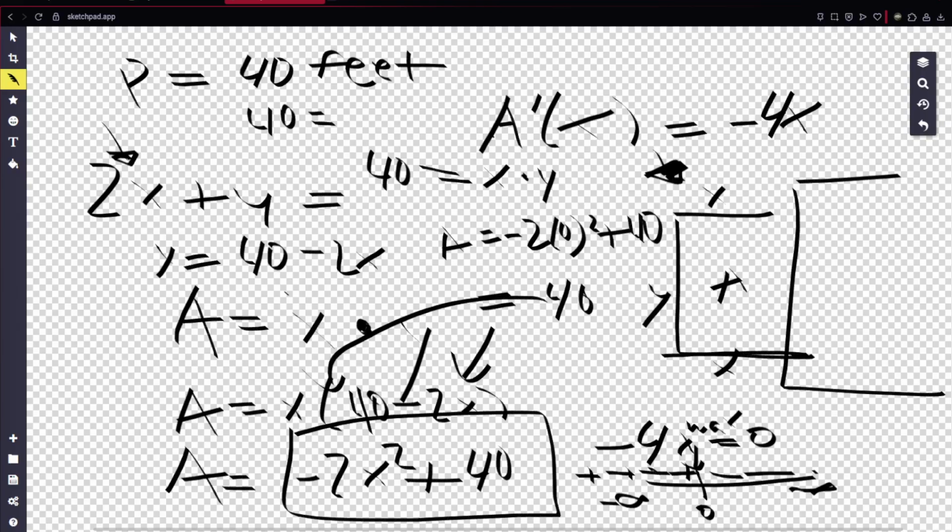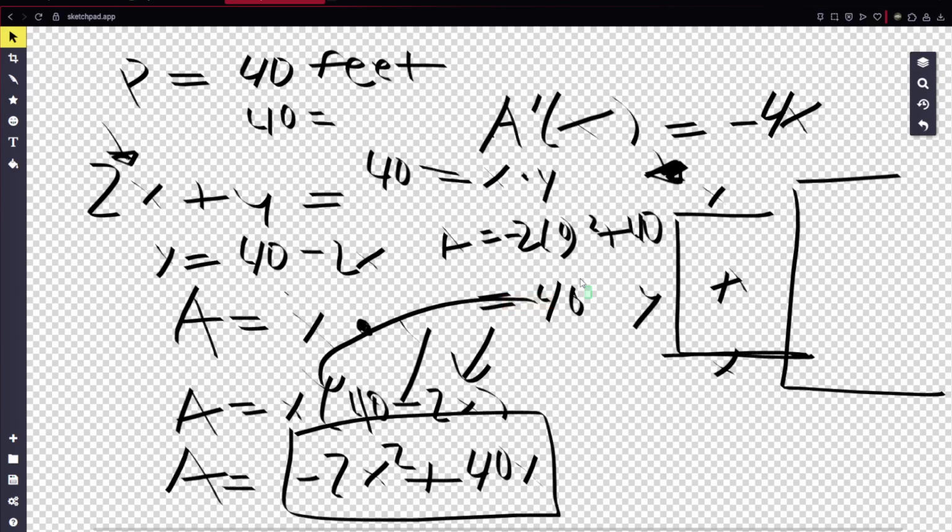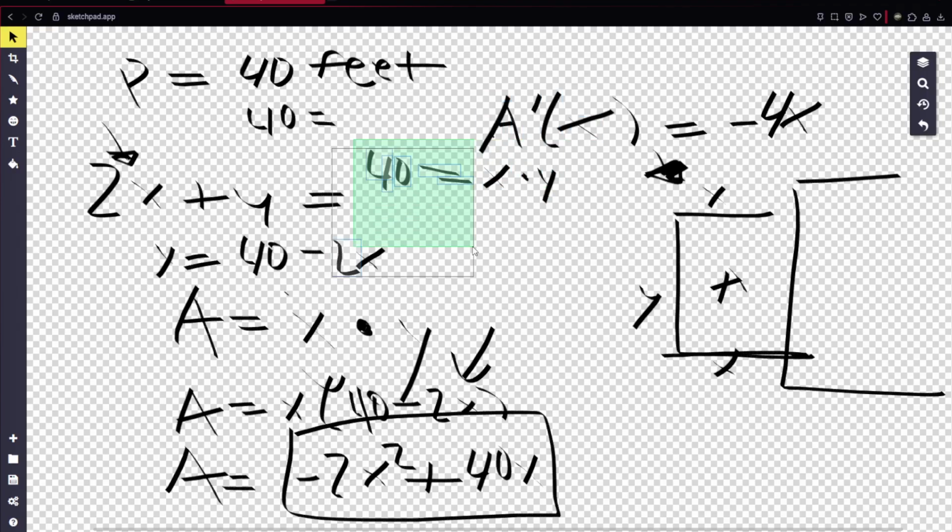Oh, I know where I'm wrong. I forgot to distribute properly. I was like, what? There's no way that the maximum area is when x is equal to 0, because that would mean there's no fence at all. So let's go back here. That was my crucial mistake, but it's simple again, just chain rule and figure it out.